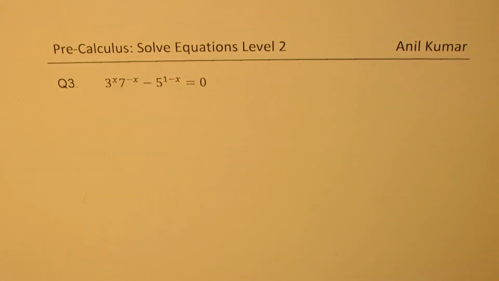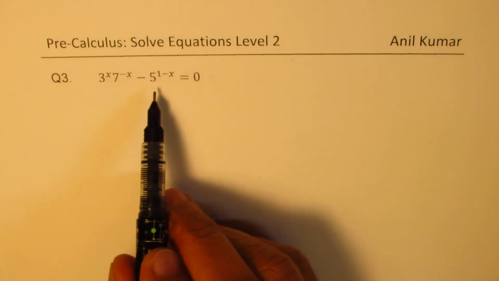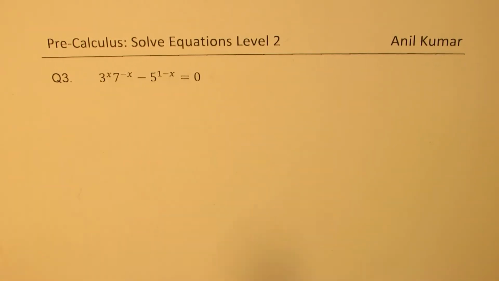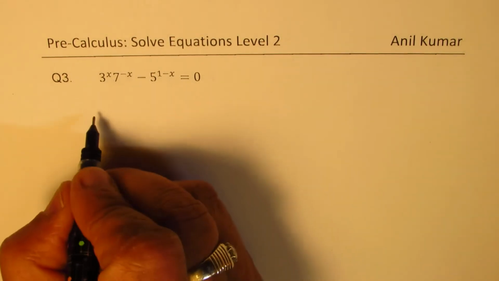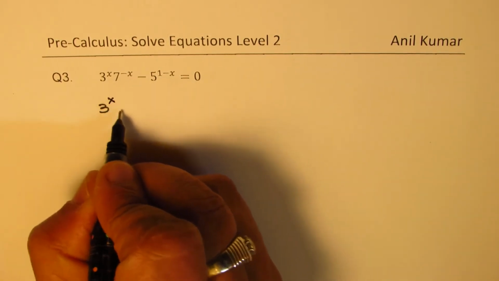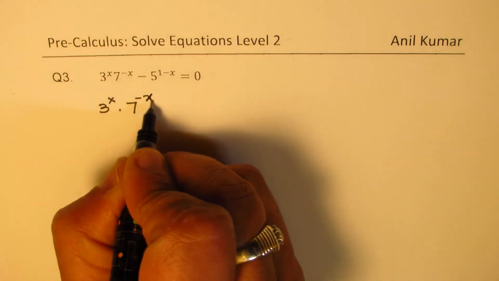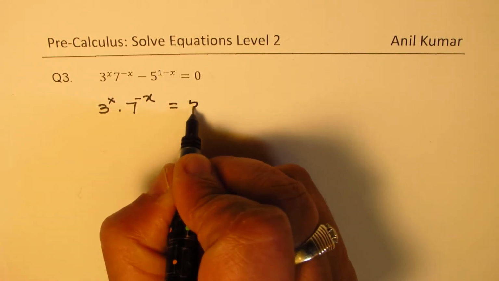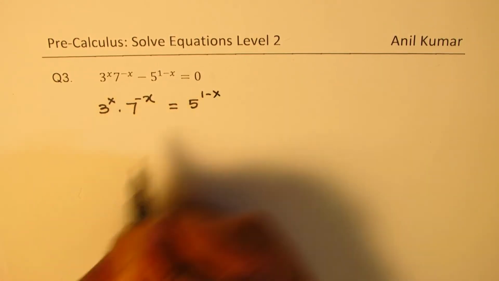So I'd like you to pause the video now and try this question. It is indeed a very difficult question. So we have exponential equation where the bases are all different. Now how could we do it? Well, let's rearrange this. So we get 3 to the power of x times 7 to the power of minus x equals to 5 to the power of 1 minus x.